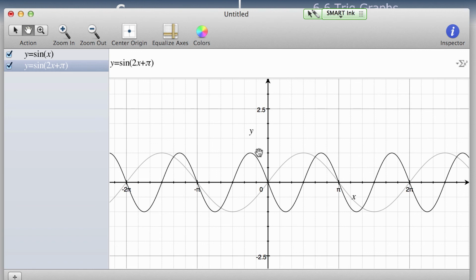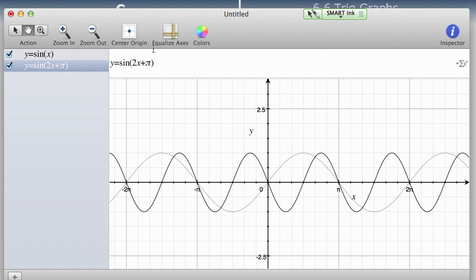Okay, so in this one here, when I see a pi there, I'm thinking, well, that moved it right pi. But if you take a look at this graph, it didn't move it all the way to the pi. It only moved it halfway. Yes, the period is now double, right? Or not double, but it's half. The period's now 180 degrees, not 360.